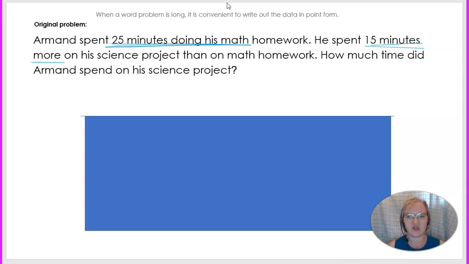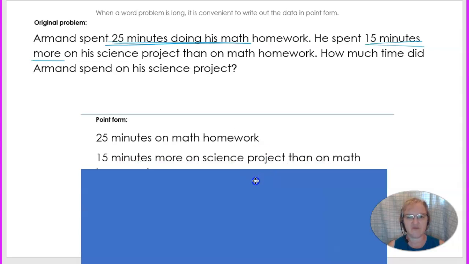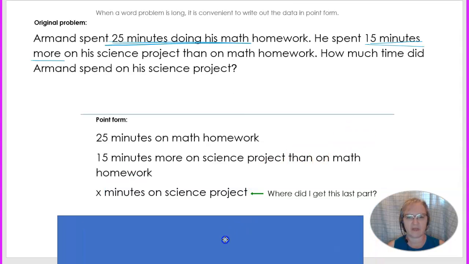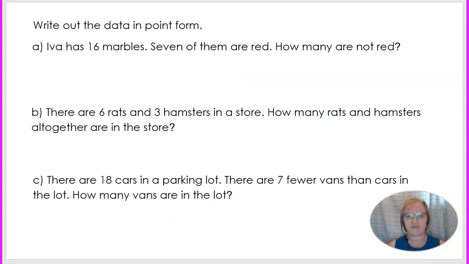And you'll notice I've been underlining the parts of our problems as we go along to help you to focus on those. So in point form, we would write 25 minutes on math homework, 15 minutes more on the science project than on math homework, and then X minutes on the science project. Where did we get this last part, the X minutes on the science project? Well, it's right here. This is what we want to find out, right? How much time did Armand spend on his science project? That's our unknown, so that's what we call the X, the unknown.